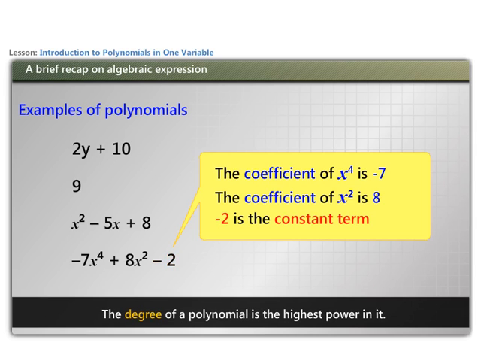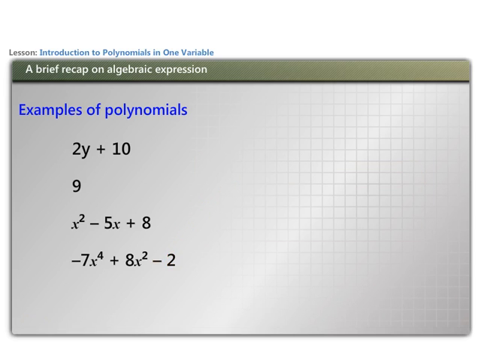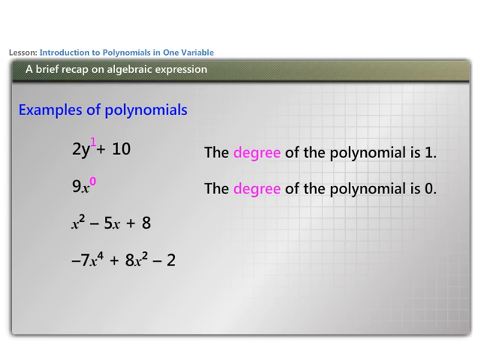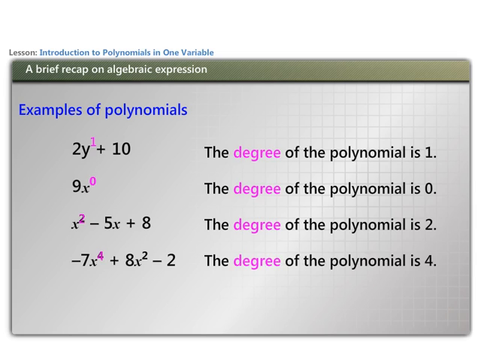The degree of a polynomial is the highest power in it. Here, the highest power is 1, so the degree of the polynomial is 1. In the second polynomial, we can write 9 as 9x to the power of 0. So, the degree of the polynomial is 0. Here, the highest power is 2, so the degree of the polynomial is 2. For this polynomial, the highest power is 4, so the degree of the polynomial is 4.